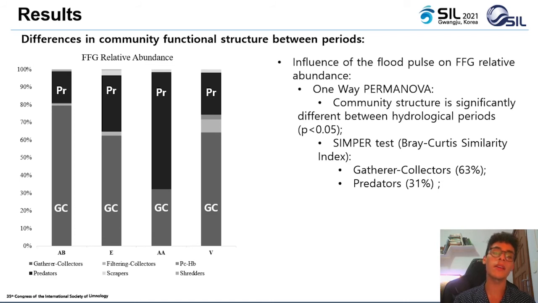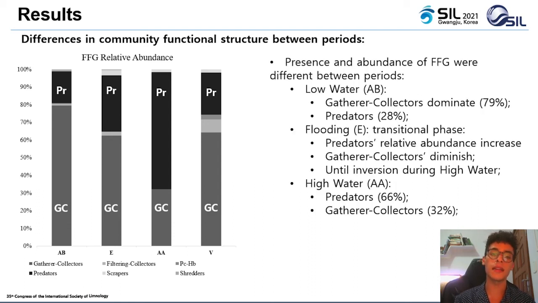To identify the influence of the flood pulse on the functionality of the benthic compartment, we analyzed the relative abundance of each functional feeding group. The one-way PERMANOVA indicated that community structure is significantly different between hydrological periods. SIMPER test was applied through the Bray-Curtis similarity index, which indicated gatherer collectors are responsible for 63% of total differences between hydrological periods, while predators contributed to 31% of this difference.